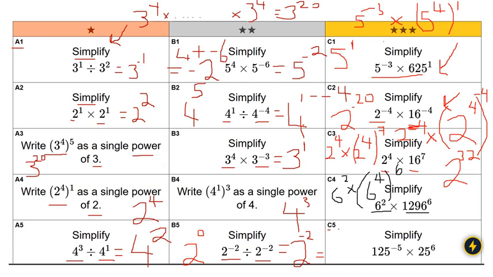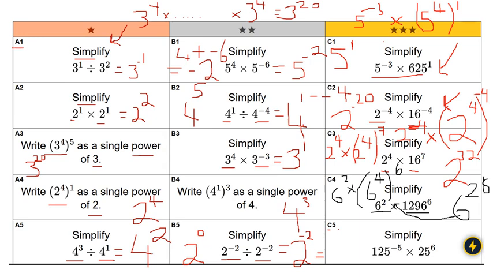So 6 squared is 36, guys. Times it by 6 is 216. And then I times that number by 6, I get 1,296. Again, when it's a power to a power, 4 times 6 is 24. Plus 2 here makes 28. So it's going to be 6 to the power of 28.